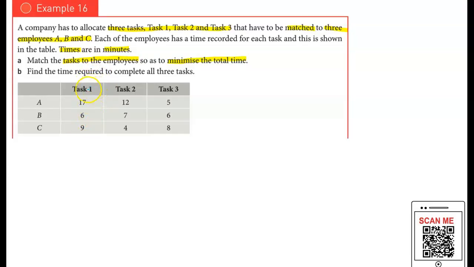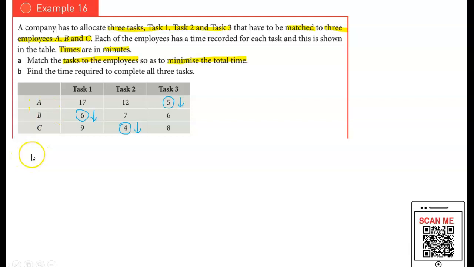So let's look at task 1. Which one is the least time for task 1? It seems like 6 is the least one. So I'll pick this task 1 to be done by employee B. Task 2, the smallest is 4, and it will be assigned to employee C. Whereas task 3, the smallest value here is 5, and it will be assigned to employee A.